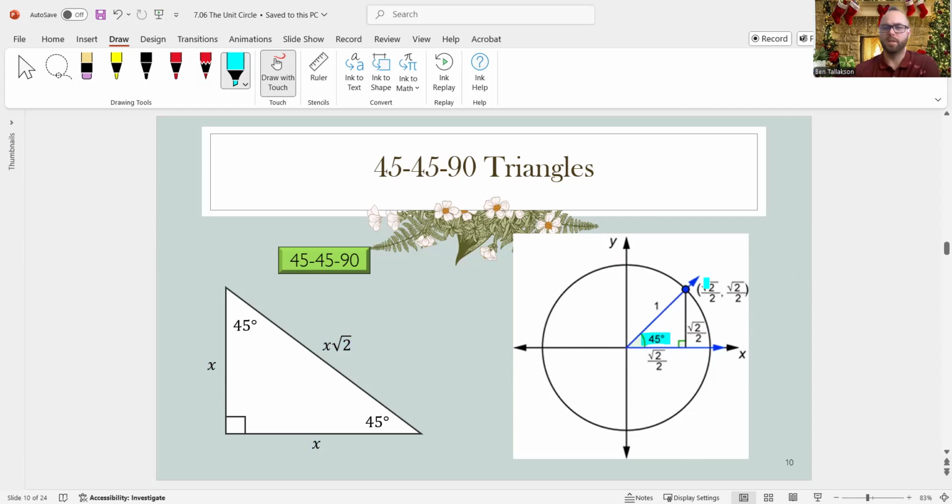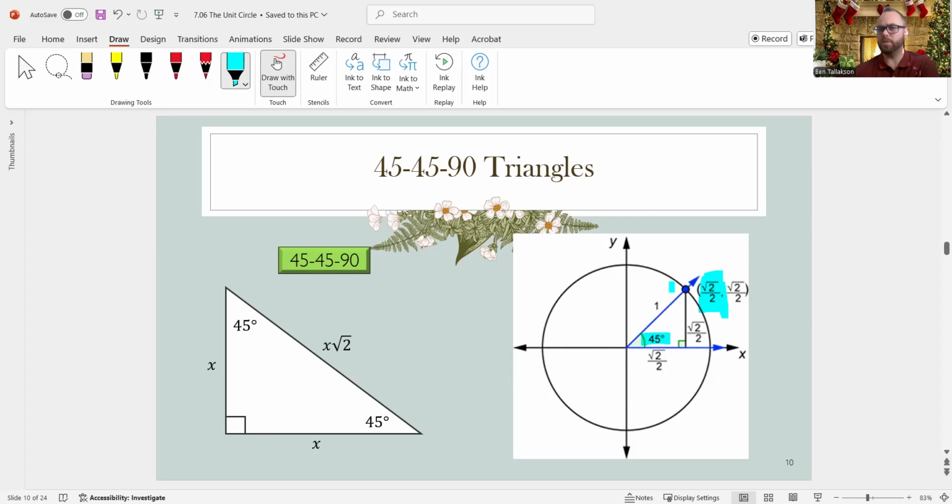Hopefully you said this value right here. No work needs to be done. We just learned that the cosine of any central angle is the x value of that ordered pair. How many 45, 45, 90 triangles do you think there are on the unit circle?